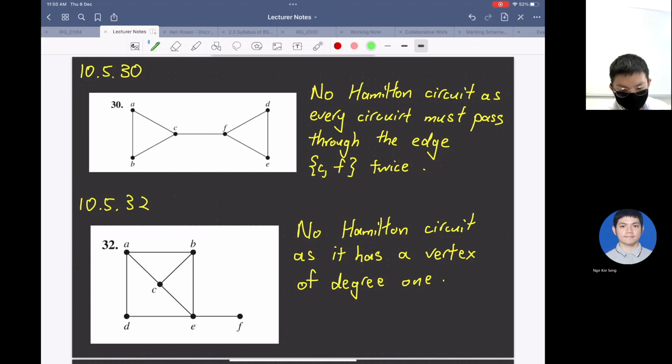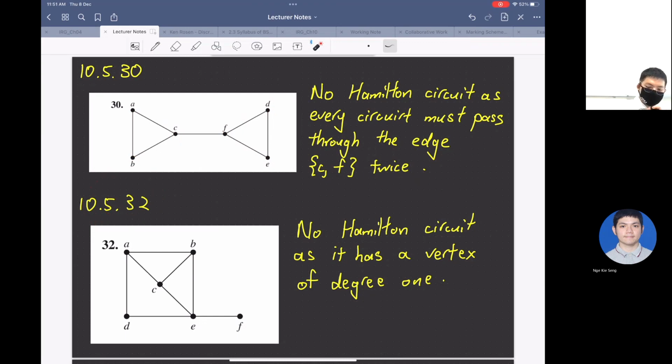10.5.30. There's no Hamilton circuit here, because every circuit must pass through C and F twice. This one is similar to our lecture question. If you use these edges to do a circuit, you must pass through C and F twice, which means you need to make C and F double. So no Hamilton circuit. This is about Hamilton, meaning every vertex is passed once.